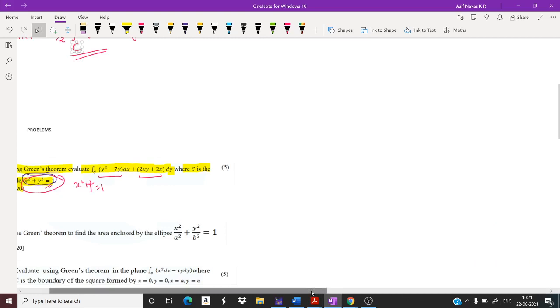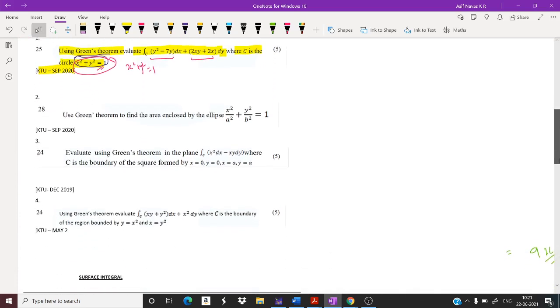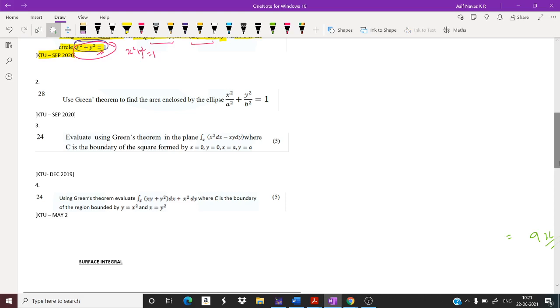So now the second question we have done in one class. Use Green's theorem to find the area enclosed by the ellipse. This I already did in a previous class. That is also a September 2020 question. Now another question is, evaluate using Green's theorem in the plane the integral over C of x square dx minus xy dy, where C is the boundary of the square formed by x equal to 0, y equal to 0, x equal to a, y equal to a.